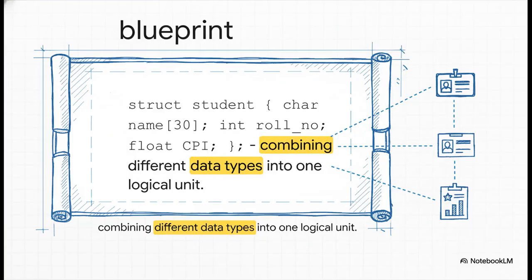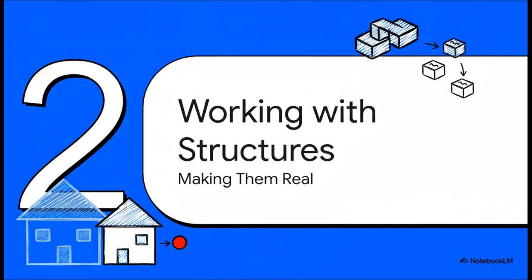Let's look at another classic example, a student struct. See how we've combined a character array for the student's name, an integer for their roll number, and a float for their CPI? Just like that, we've created a custom blueprint for what a student actually looks like in our program. Okay, so we've got a blueprint, but a blueprint for a house isn't a house, right? We need to actually use our new type to create a variable and store some real data. Let's see how we do that.